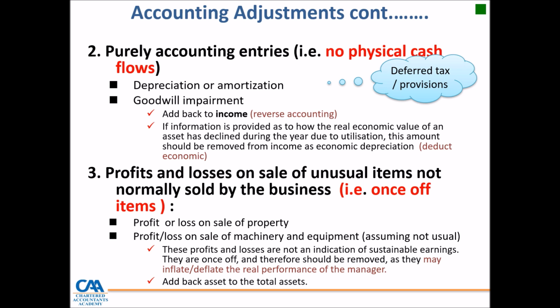So what do we need to do? On the income side, how did it affect the operating income? For a profit, it increased the income, so we need to deduct the profit on sale of property. But if it was a loss, it was an expense, so we need to add it back to income to reverse the accounting. And then the asset that was sold, we need to add back to the total assets, so that we go back to the position we were in before we sold the property.